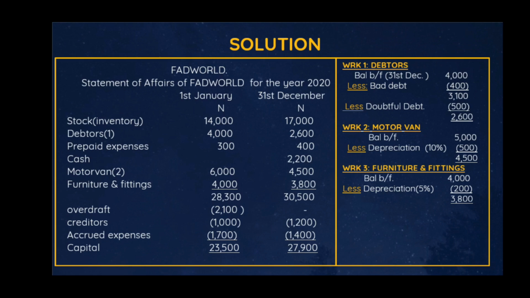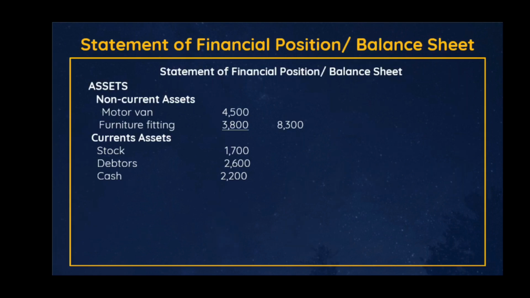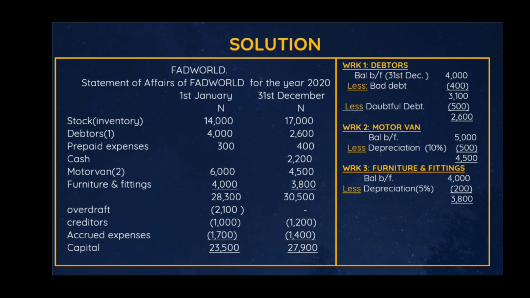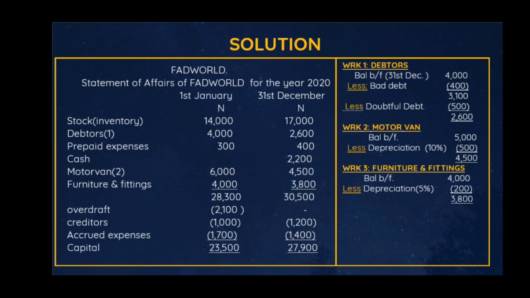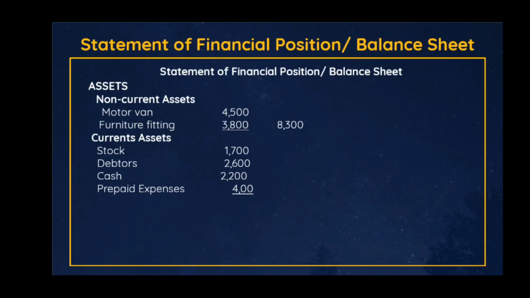The value of our cash is 2,200. Then the next one we have is prepaid expenses, which is 400 naira. Those are the current assets we are having. So if we add everything together, it's going to give us 22,200. So 8,300 for non-current assets, 22,200 for current assets. If we add the two of them together, it's going to give us 30,500 naira. That is the total of the assets of the business.